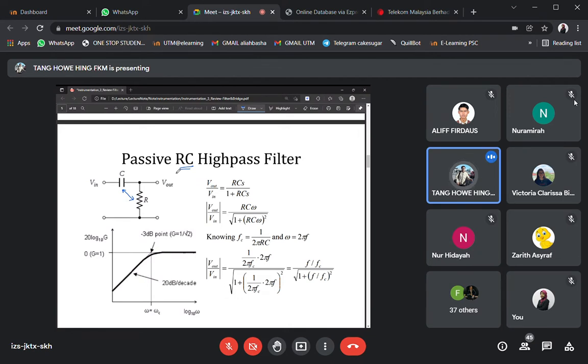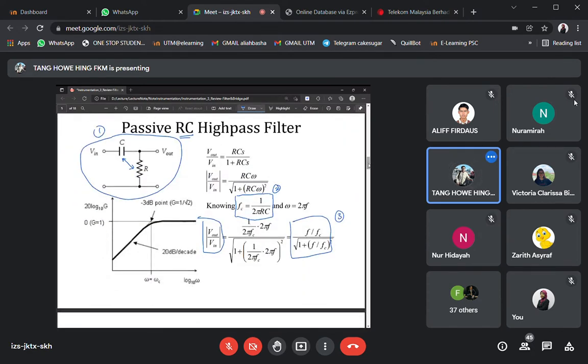Similarly, you need to memorize this circuit for the high pass filter first. Secondly, you need to memorize the cutoff frequency function, and you can see that it is exactly the same as the cutoff frequency function in the low pass filter. And finally, the transfer function of the high pass filter. So those are the three things that you need to memorize in order to design this RC high pass filter.